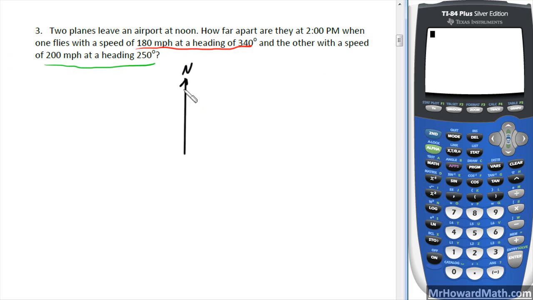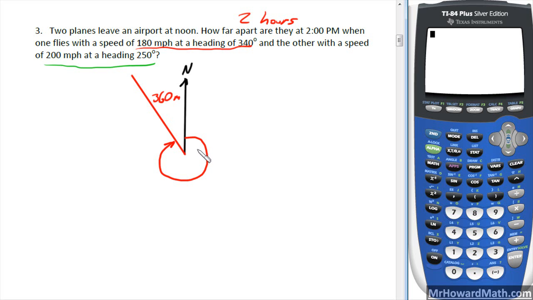So 180 miles per hour for 2 hours. Don't forget about that. Let's write that down. 2 hours at 340 degrees. So it would be almost all the way around at 340 degrees right here. Sketch it that way. And this 180 miles per hour for 2 hours. So 180 times 2, 360. So the total distance is 360 miles.